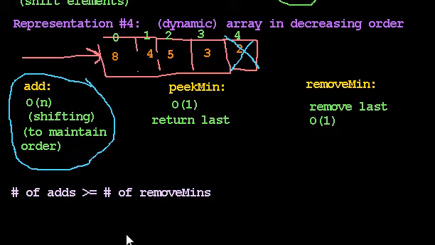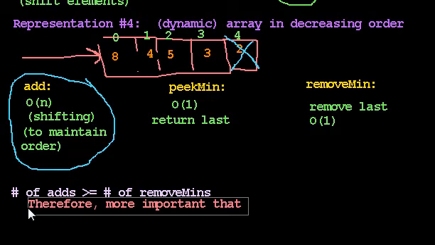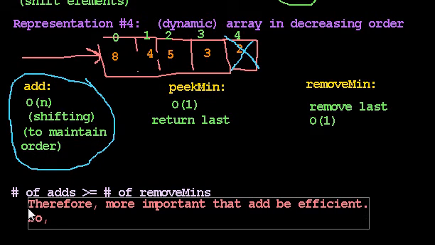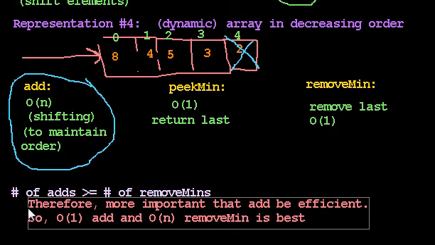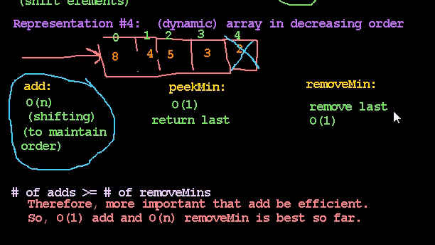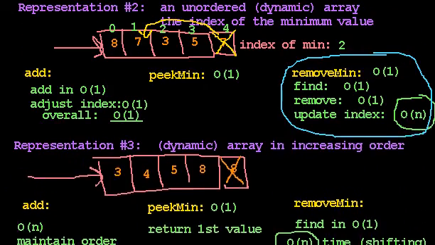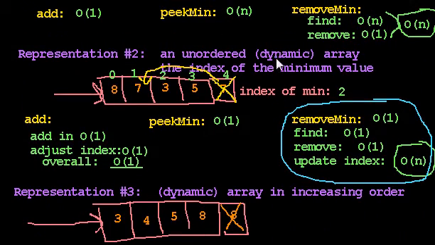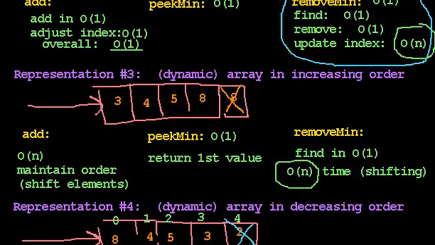And for that reason, we might feel that the running time of add was more important. Let's continue that thought. Therefore, more important that add be efficient. So, order 1 add and order n remove min is the best so far. And what gave us order 1 add and order n remove min? That was our unordered, so that was representation 2, unordered dynamic array with index of the minimum. So that seems to be winning.